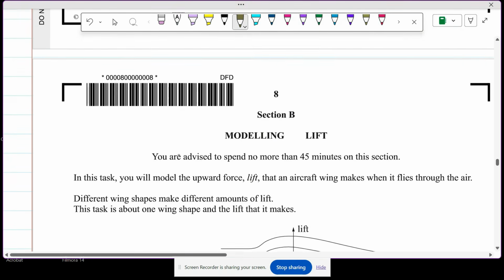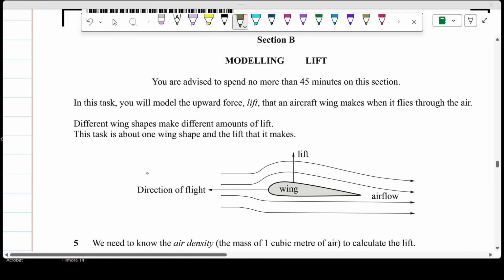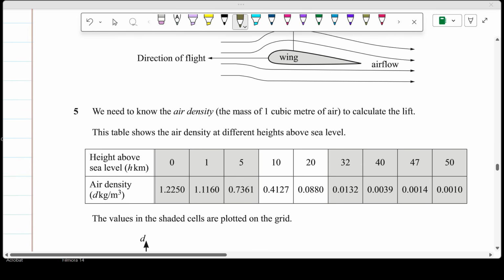Now let's move to the modeling section. The topic is lift. You are advised to spend no more than 45 minutes on this section. In this section, you will model the upward force, lift, that an aircraft wing makes when it flies through the air. Different wing shapes make different amounts of lift. This task is about one wing shape and the lift that it makes.